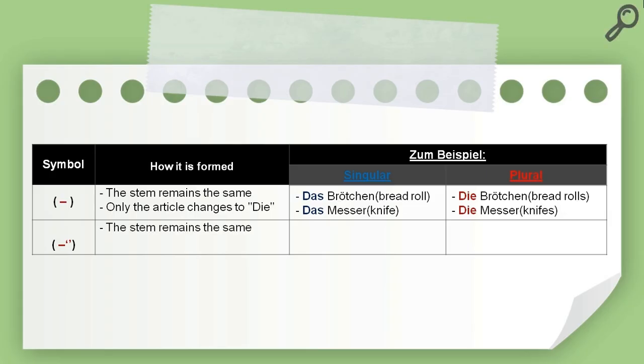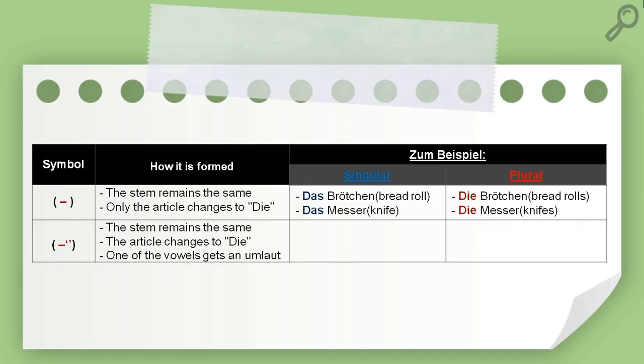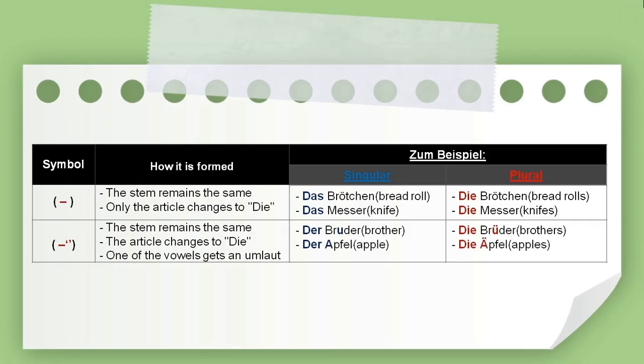The second symbol means that the stem remains the same, the article changes to die, and one of the vowels gets an umlaut. Let's see examples. Der Bruder, or brother, in singular, in plural changes to die Brüder, or brothers. Second example, der Apfel, or apple, die Äpfel, apples.